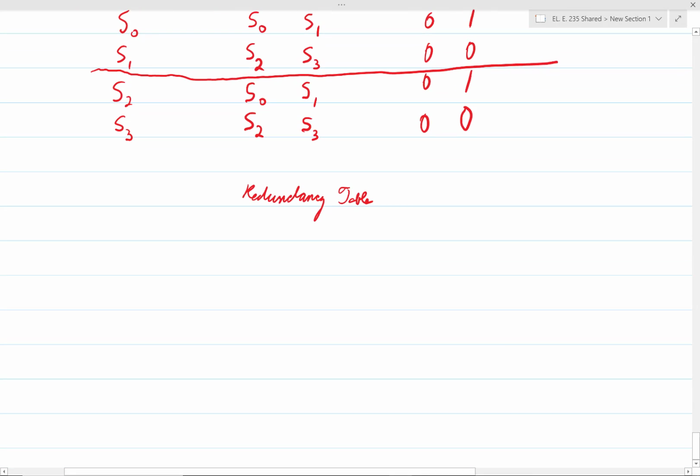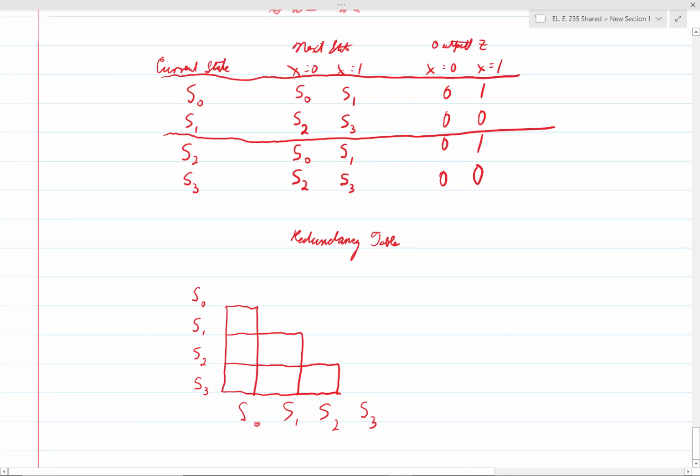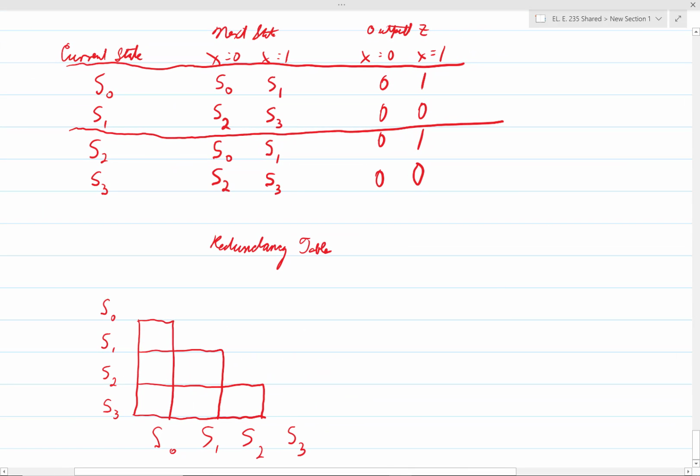So the way that a redundancy table goes is this. You'll say S0, S1, S2, S3. S0, S1, S2, S3. And then we'll draw boxes like this. And each one of these boxes represents a question, basically. It's saying, could the state to the left be equal to the state below?